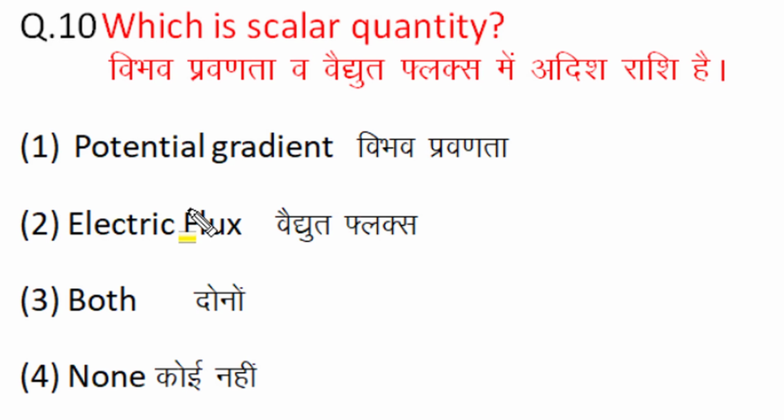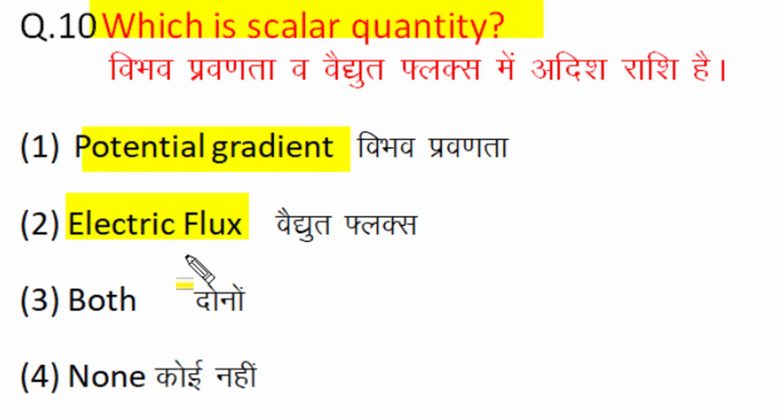In electrostatics, we come across several physical quantities and we have to find out which one is a scalar quantity. So given is potential gradient. Potential is related to work done per unit charge, and work is a scalar quantity. So potential is also a scalar quantity, but potential gradient is the maximum rate of change of potential with displacement, and it has a direction just opposite to the direction of electric field intensity. So potential gradient is a vector quantity, whereas potential itself is a scalar quantity.